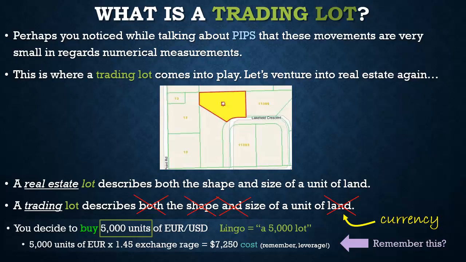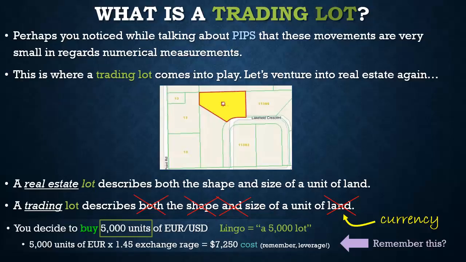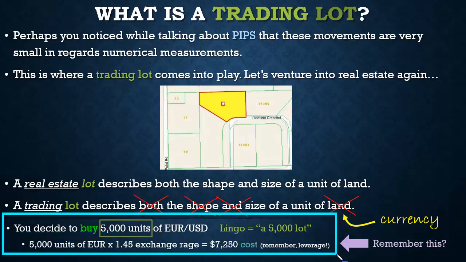So let's venture back into an example. Maybe you remember this from one of the previous videos. I said you decide to buy 5,000 units of euro dollar. Well, in this case, the lingo that you would actually use is, you're buying a 5,000 lot.